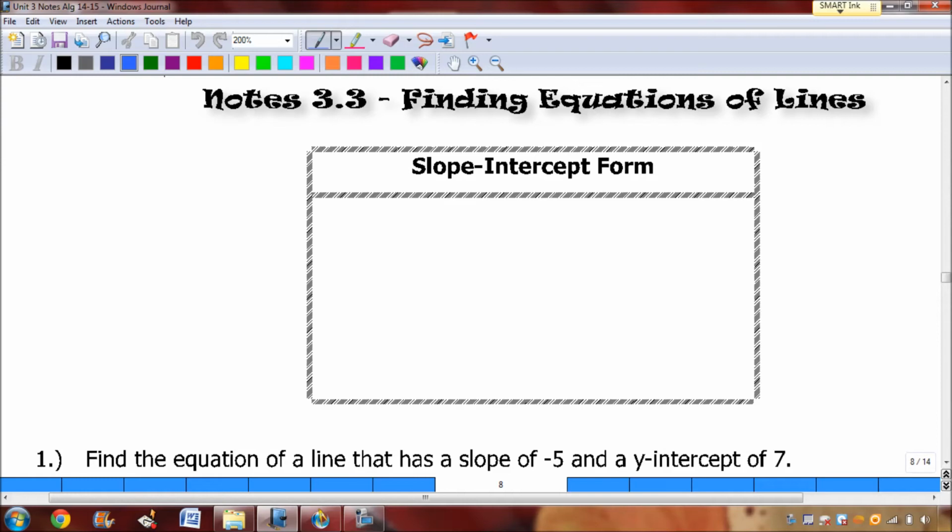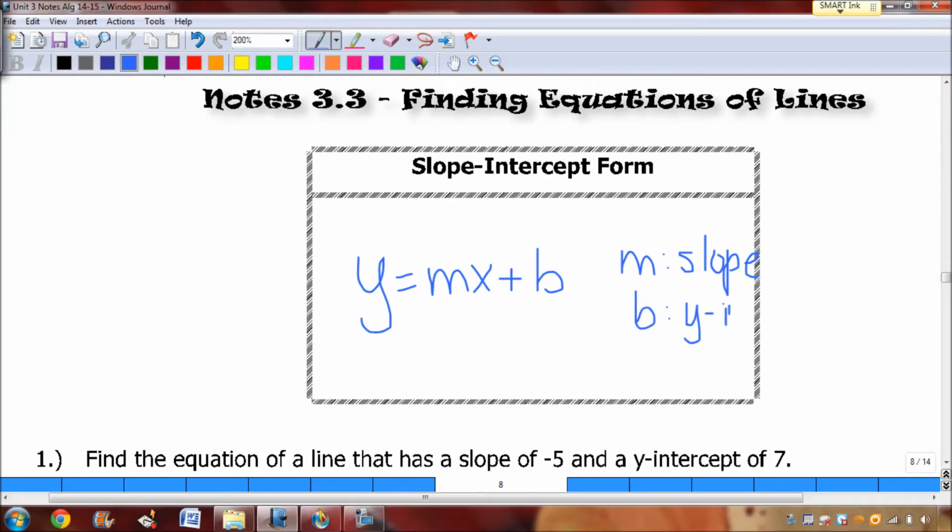Notes 3.3 are on finding equations of lines, and the most important thing you need to know is the slope-intercept form, which is y equals mx plus b, where the m is the slope and the b is the y-intercept. All right, nothing is new here. So let's look at question number 1.